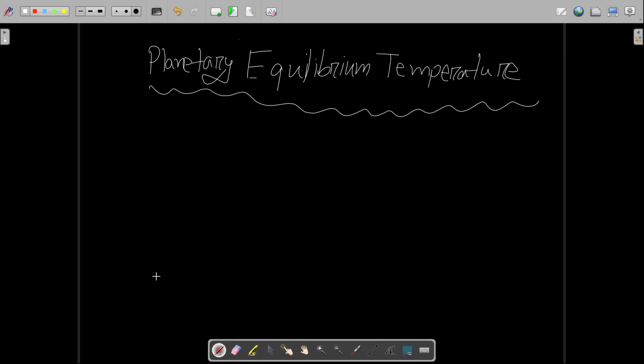Well, hello everyone. Today's topic is quite straightforward. It's the planetary equilibrium temperature. It's a widely used equation in astronomy, and I think most of you know this equation. Most of you are very aware of the formula. I'm just going to show you the simple derivation.